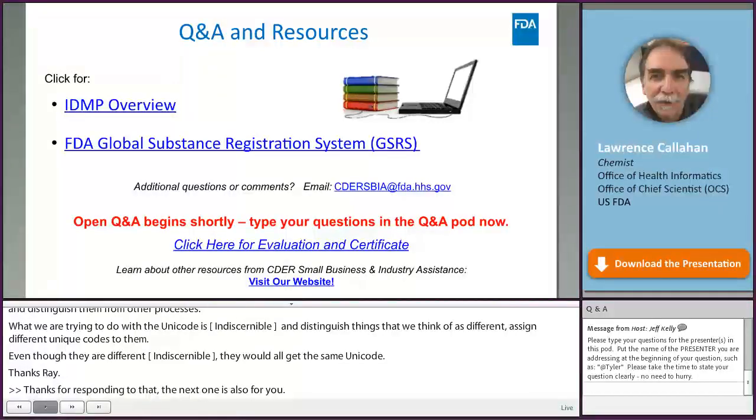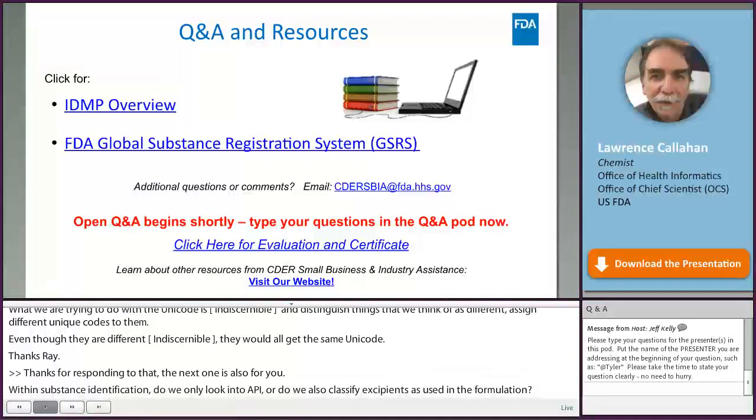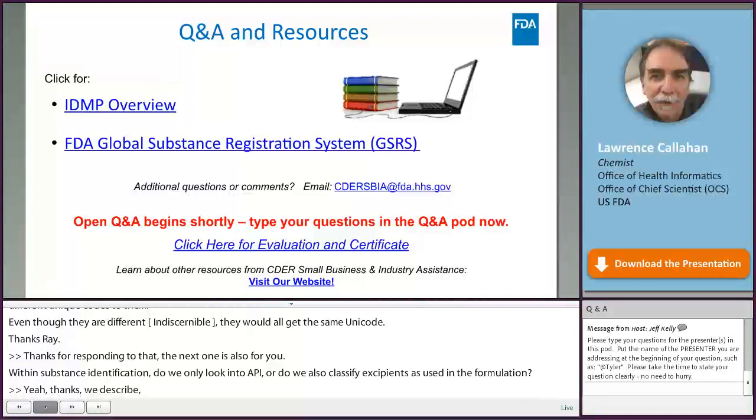Within substance identification, do we only look into API, or do we also classify excipients as used in the formulation? Yeah, thanks, Ray. As I mentioned before, we ascribe UNIIs to all the ingredients that are listed in the product. That's required. When you list a product using SPL, all the listed ingredients have to have a Unicode.